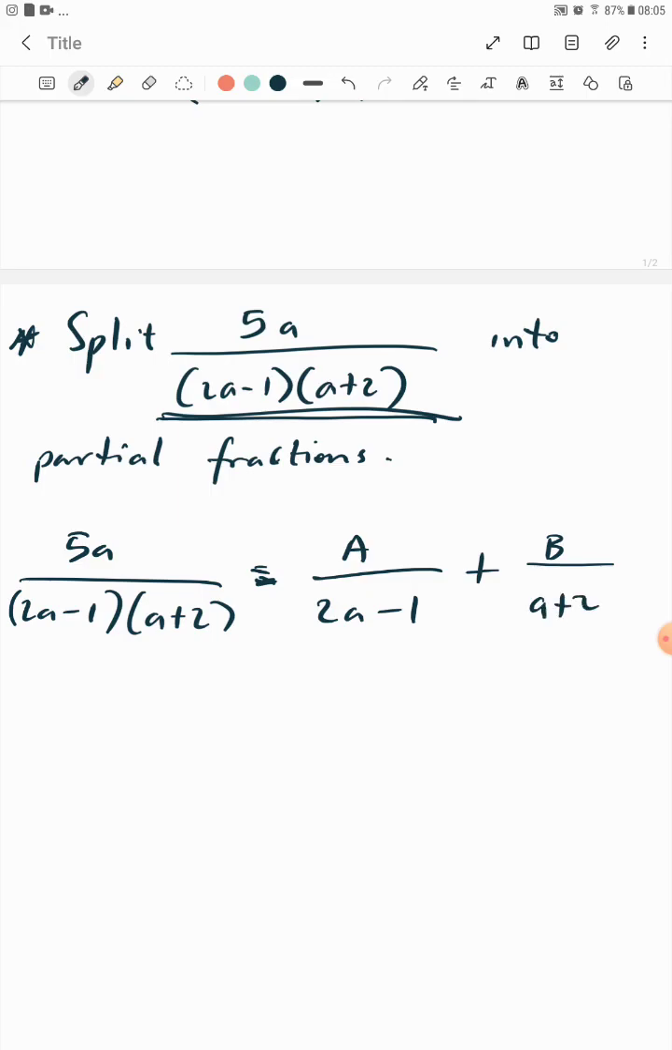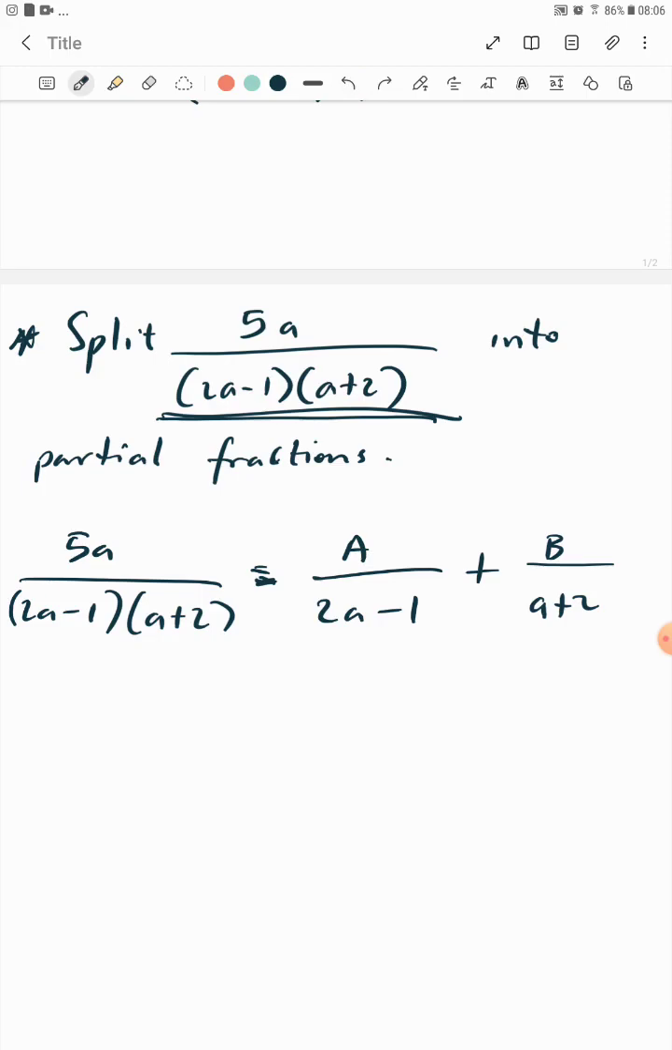Now we don't know the value of A, we don't know the value of B, but we know that if this complex fraction is to be split into parts, it's going to be in the form of this: A over 2a minus 1 plus B over a plus 2. So for us to get those partial fractions, we need to find the values of A and B, and that is the skill you now need in solving partial fractions.